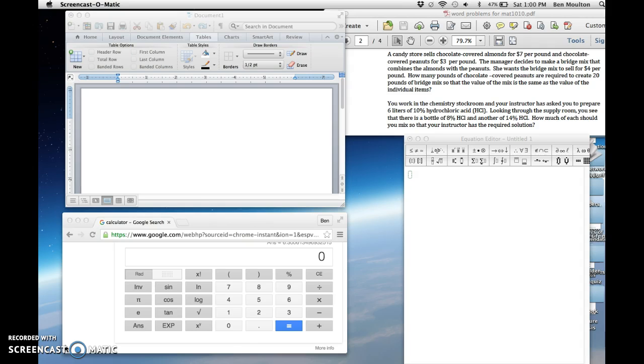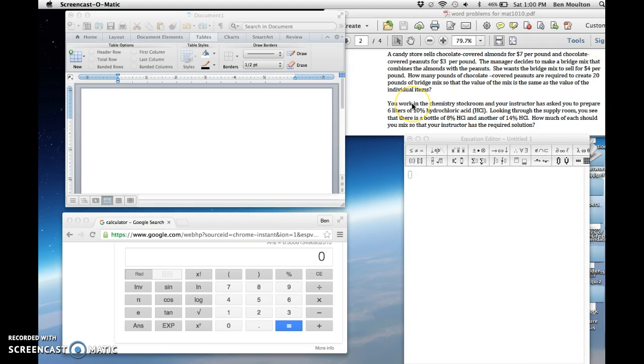When it comes to mixture problems, there are several different types. The one I'm going to be dealing with this time around is when you have a desired outcome in mind. In this particular problem, a candy store sells chocolate-covered almonds for $7 per pound and chocolate-covered peanuts for $3 per pound, and the manager decides to make a bridge mix that combines the almonds with the peanuts. She wants the bridge mix to sell for $4 per pound. How many pounds of chocolate-covered almonds are required to create 20 pounds of the bridge mix? So they have an end quantity in mind.